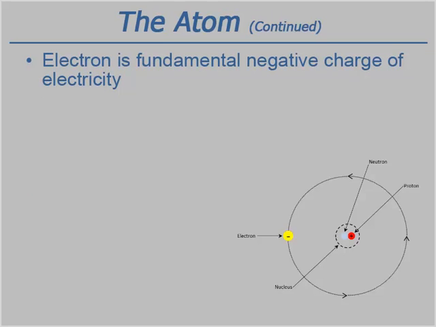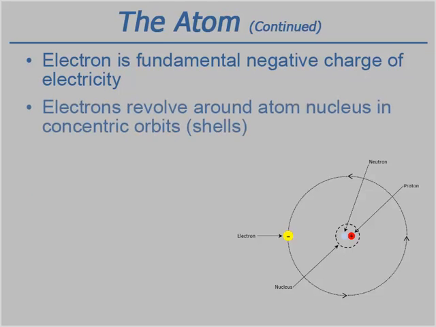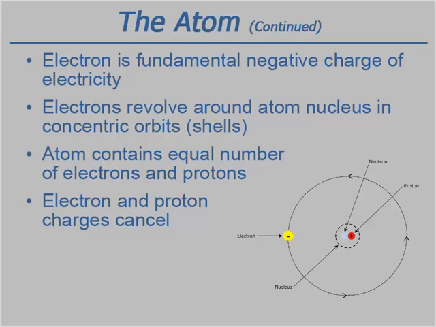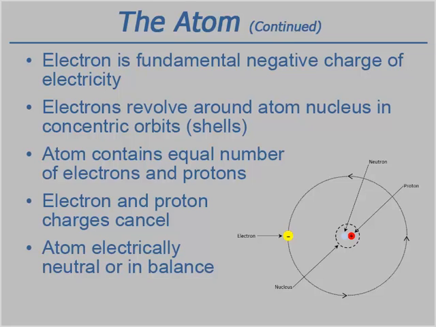The electron is the fundamental negative charge of electricity and revolves around the nucleus or center of the atom in concentric orbits or shells. In its natural state, an atom of any element contains an equal number of electrons and protons. The negative charge of each electron is equal in magnitude to the positive charge of each proton. Therefore, the two opposite charges cancel, and the atom is said to be electrically neutral or in balance.